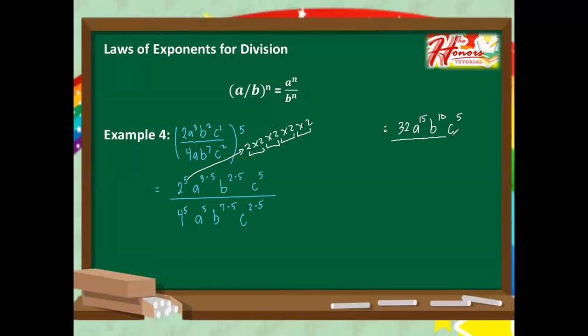Now we have here the denominator. So 4 raised to 5. So always remember that 4 raised to 5 doesn't mean 4 times 5. No, it's not. It means 4 times 4 times 4 times 4 times 4. It means that you have to multiply 4 5 times to itself. So 4 raised to 5 is equal to 1024. So we have here 1024 as our denominator.